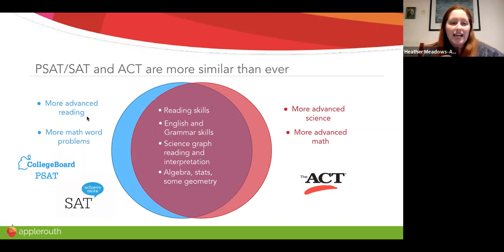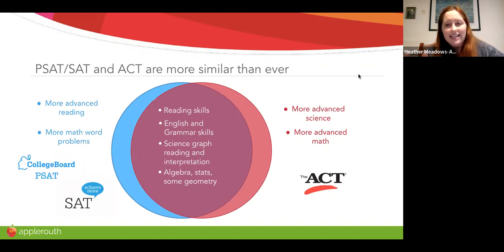Differences we get: the SAT, and from here on out, when I say SAT, I'm meaning PSAT as well, has more advanced reading. And that means more difficult reading passages, right? You may get passages from the 1800s or something, and passages that are more complex or longer perhaps, and more math word problems. Again, it's a reading-centric test, and that means in math as well.